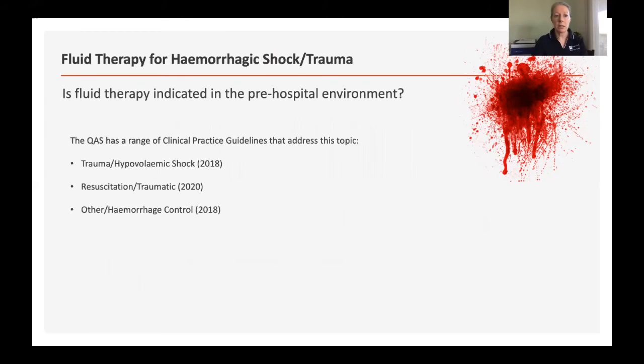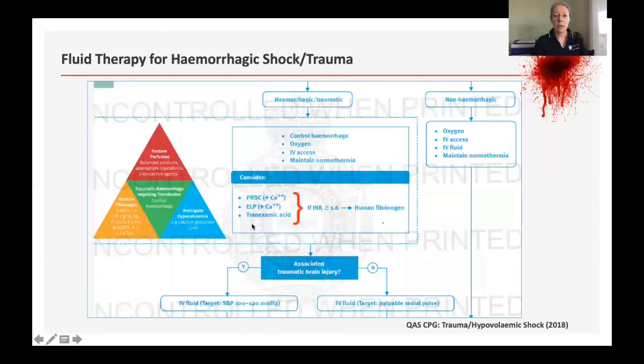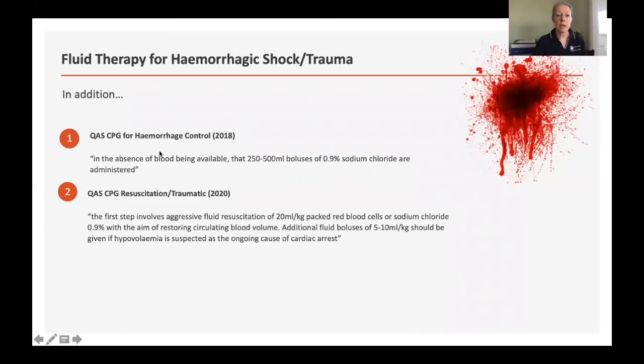The QAS has developed a range of clinical practice guidelines around this topic. Firstly, the one on hemorrhagic shock and trauma, in terms of IV fluid replacement, is dependent upon whether there is an associated traumatic brain injury or not. Also, the CPG for hemorrhage control recommends 250 to 500 ml boluses of sodium chloride. The Resus Trauma guideline recommends red blood cells or sodium chloride administration to restore circulating blood volume.